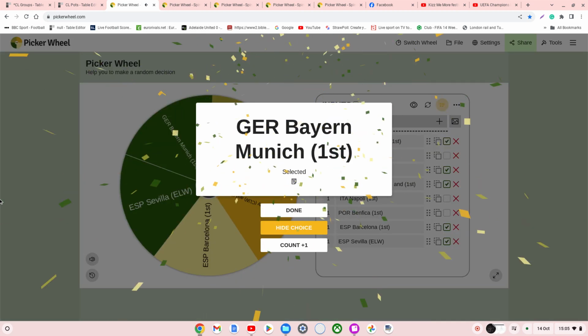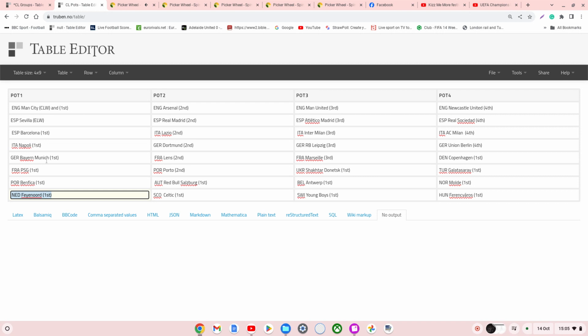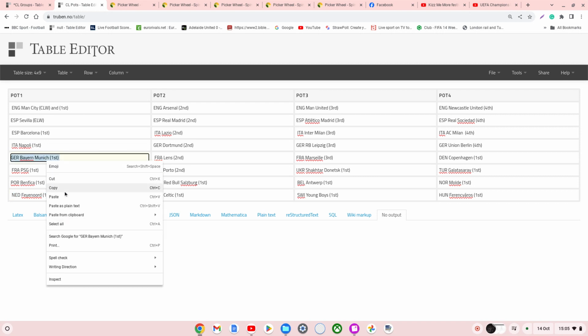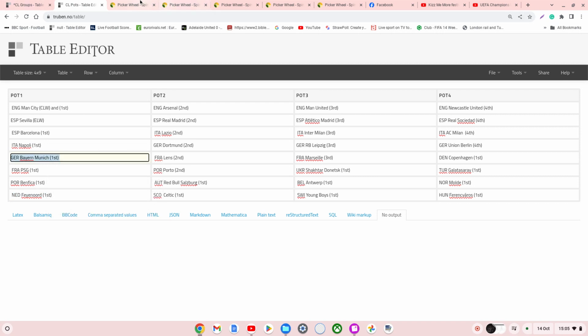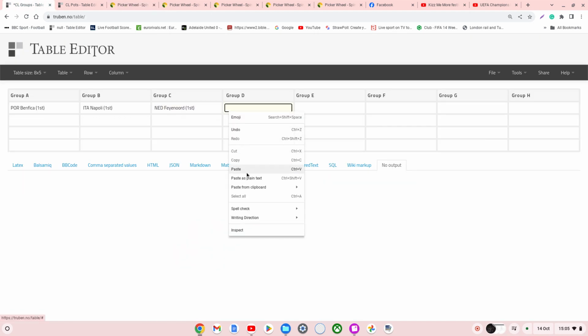And it's Bayern Munich. Obviously the Bundesliga champions, the German champions. They just managed to win the league. If they didn't win in their last game, they would have lost the title to Dortmund. But yeah, Bayern Munich won the league, and they are in Group D.